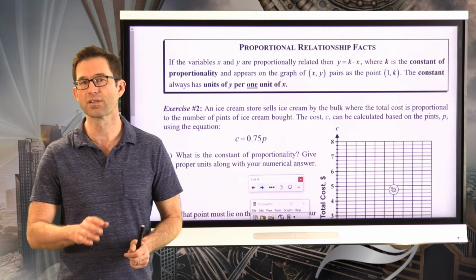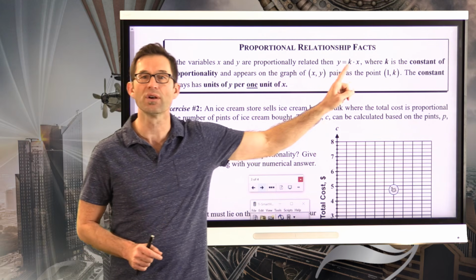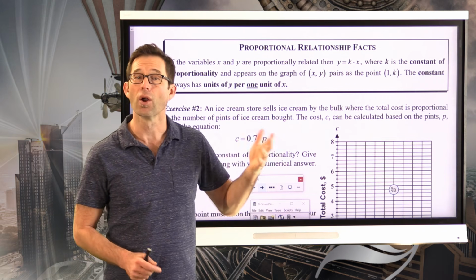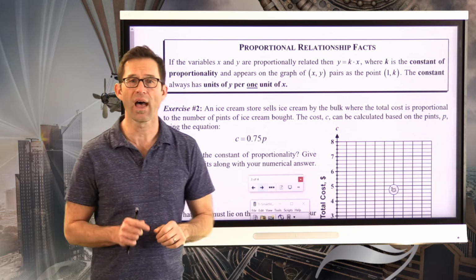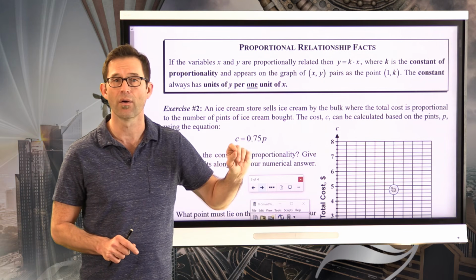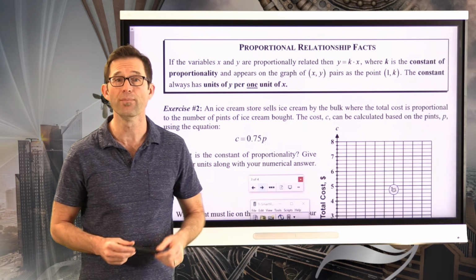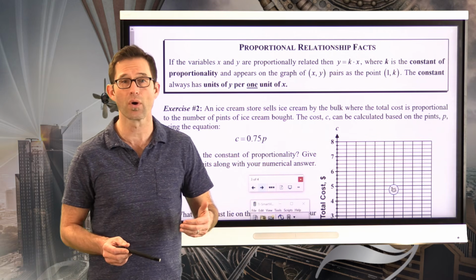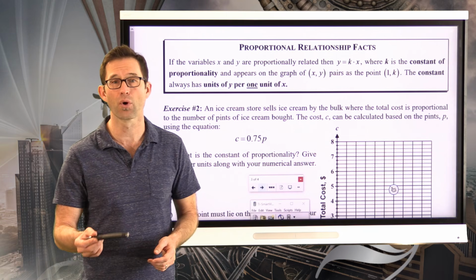Proportional relationship facts. Let's summarize it all. If the variables x and y are proportionally related, then y is always just some constant times x, where that constant is called the constant of proportionality. It always appears on the graph at the point (1, k). The constant always has units of units of y per 1 unit of x, all right? So whatever the number is for the constant, like in the last case it was 2.5, 2.5 what? Well, the units of the y were inches, so it was 2.5 inches per 1 unit of whatever the x was. The x was weeks, so 2.5 inches per week.